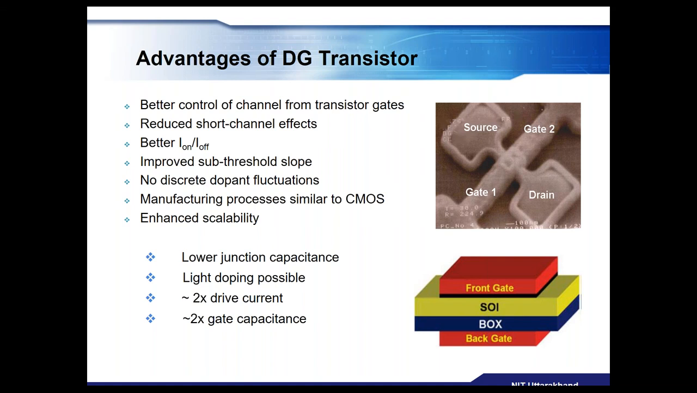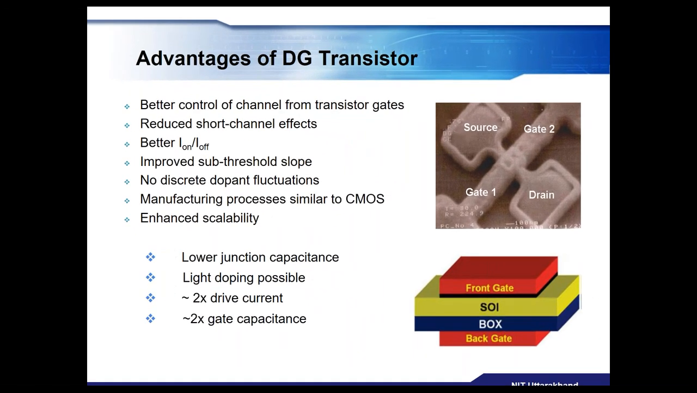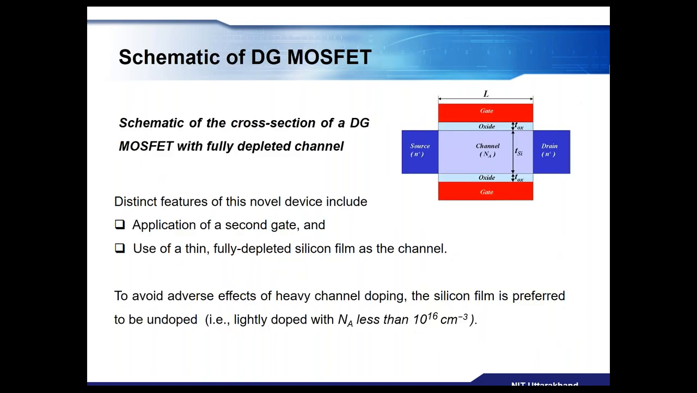Thereafter, the improved subthreshold slope is also there. No discrete dopant fluctuation, because we are using a lightly doped channel in that case. So there are so many advantages: lower junction capacitance, doping profile, drive current will increase, gate capacitance will increase. Note that this is the overall gate capacitance per unit area, not the overall gate capacitance. So this is the basic principle behind that.